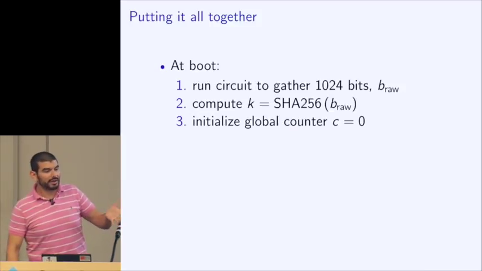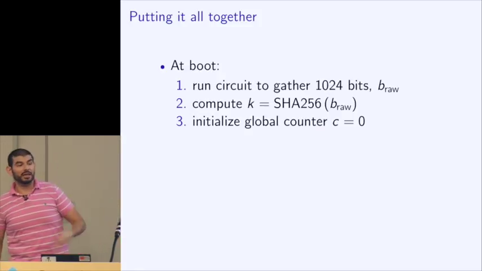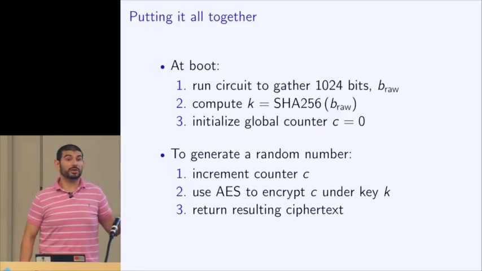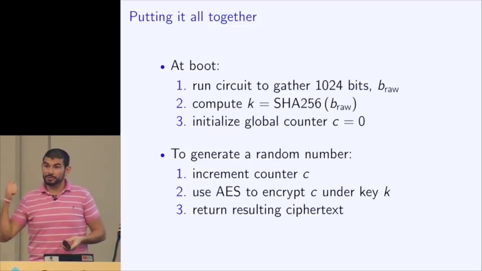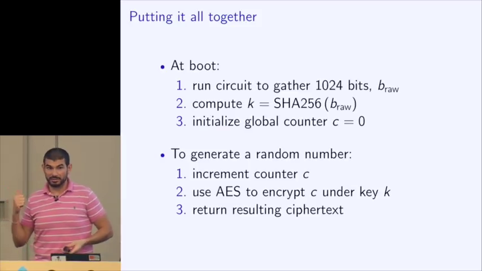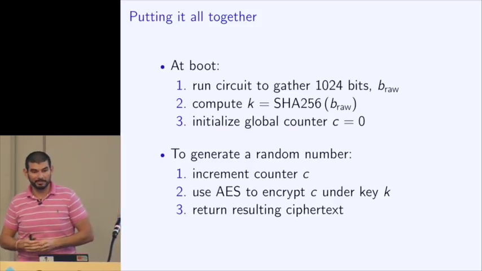Okay, so now we have this global counter 0, we have the key k. And when we actually want to generate a random number, we're going to increment the counter, we're going to encrypt the value of the counter, and we're going to return that ciphertext. And that's it. Very simple.